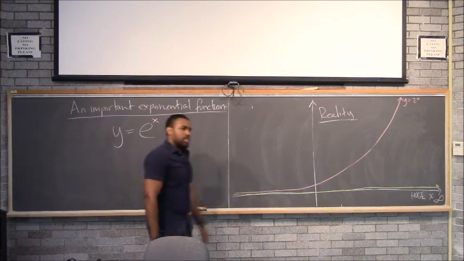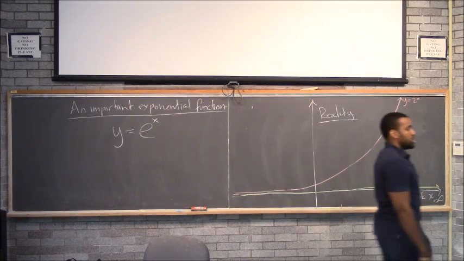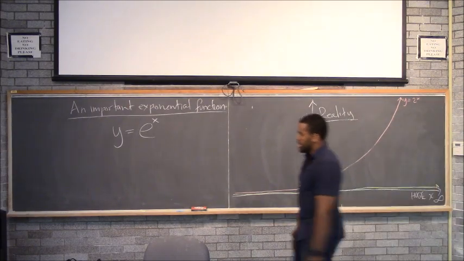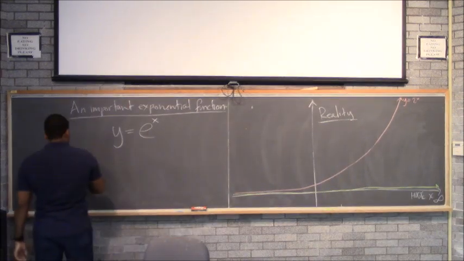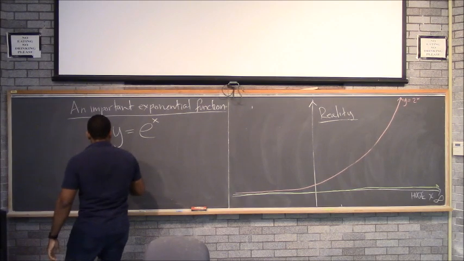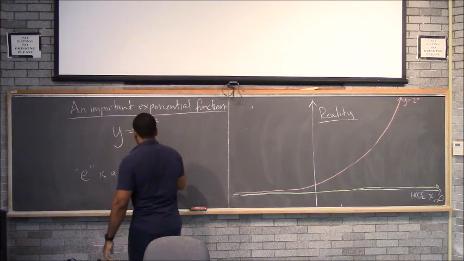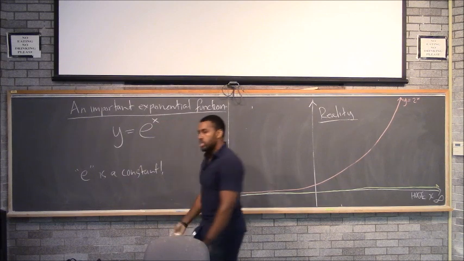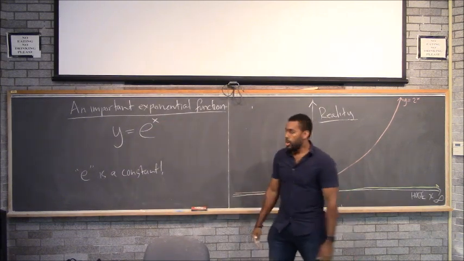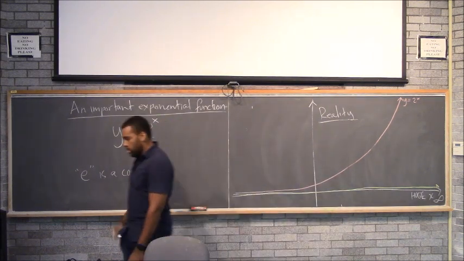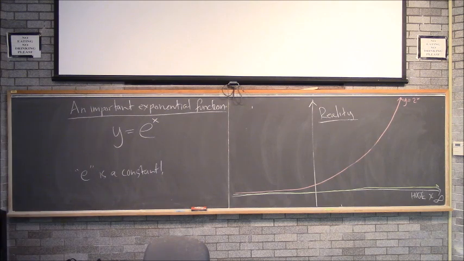You might say, that's not an exponential function. The base is a variable. It is not a variable. E is a constant. Right? We just call it by a letter. But every time you see E in some sort of mathematical expression, it is usually referring to a number.